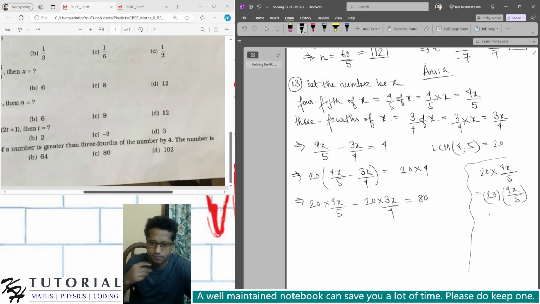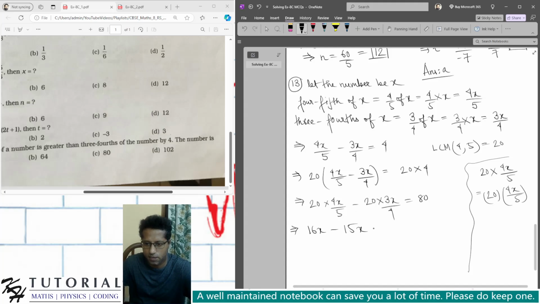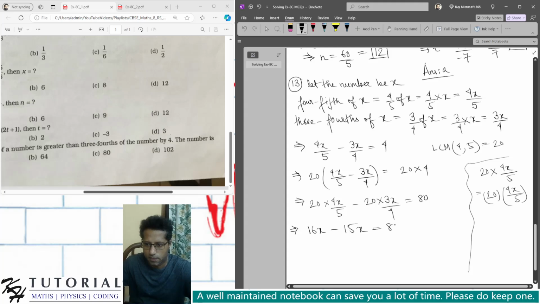Okay. So now if I simplify further the LHS, 20 multiplied by 4x by 5 becomes 16x, and 20 multiplied by 3x by 4 becomes 15x. So we have 16x minus 15x is equal to 80. This implies x is equal to 80. So the number is 80, and hence the correct choice is C. C is the correct choice.